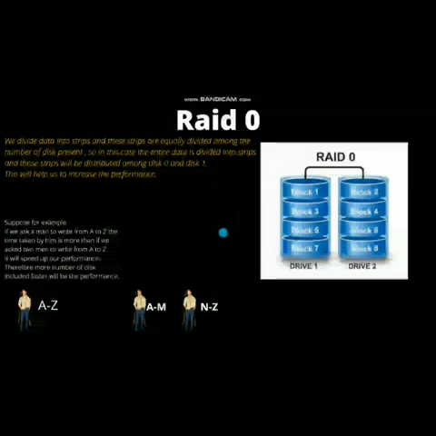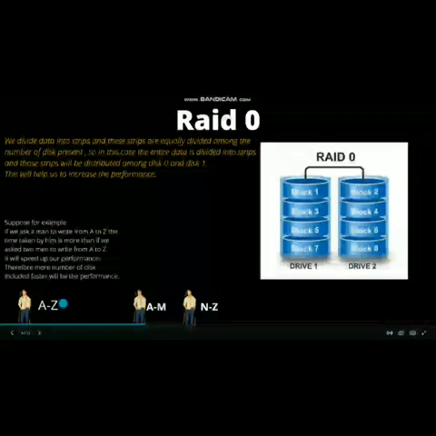So RAID 0. In RAID 0, as you can see in this figure, we divide the data into strips, and these strips are divided among the number of disks present. So in this case, the entire data is divided into strips, and these strips are divided between disk drive 1 and disk drive 2. As you can see, I have given one example.